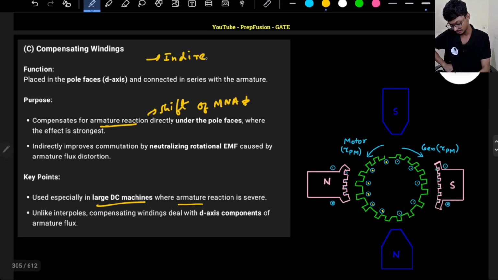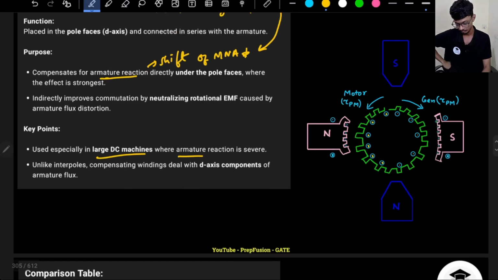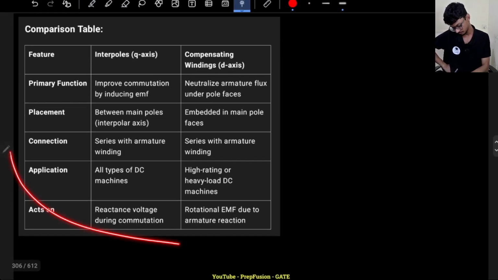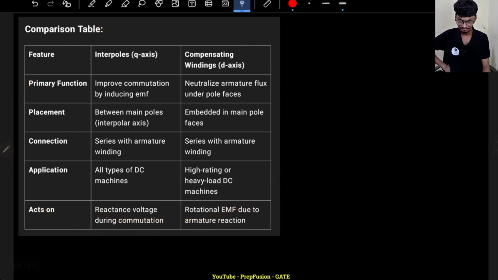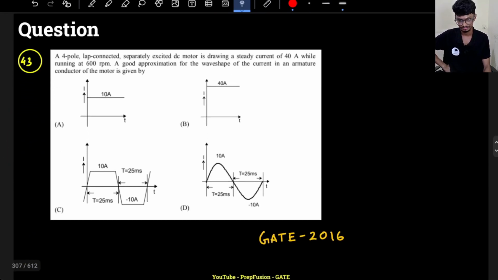Why indirectly? Because it actually reduces the armature reaction. So if armature reaction reduces, then of course the MNA shift will reduce, right? So if MNA shift has reduced, then reactance voltage also will be lower. Commutation will work perfectly. So these are the comparisons. You can go through and read through this. I will not go through this. I will directly solve the questions.